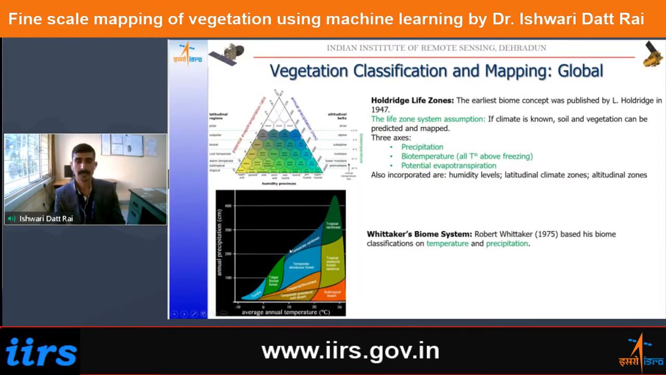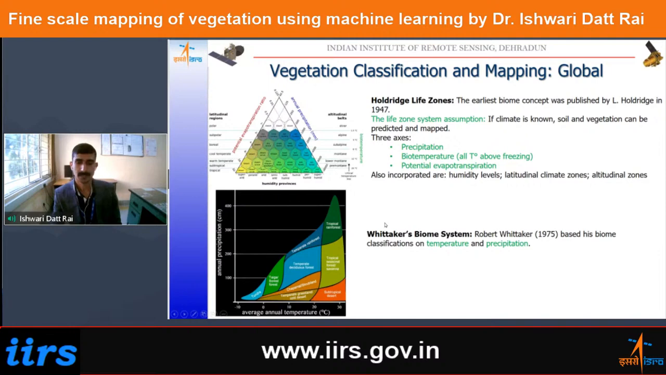So the earlier classifications or the mapping attempts were based on some of the earlier concepts like the Holdridge life zone that was proposed in 1947, and they considered the precipitation, biotemperature, and the potential evapotranspiration as basic parameters to define the vegetations across the globe. So according to these three components, the vegetations were classified at different scales.